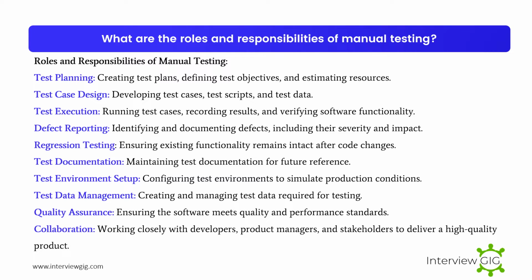What are the roles and responsibilities of manual testing? Test planning: creating test plans, defining test objectives, and estimating resources. Test case design: developing test cases, test scripts, and test data. Test execution: running test cases, recording results, and verifying software functionality. Defect reporting: identifying and documenting defects, including their severity and impact. Regression testing: ensuring existing functionality remains intact after code changes.